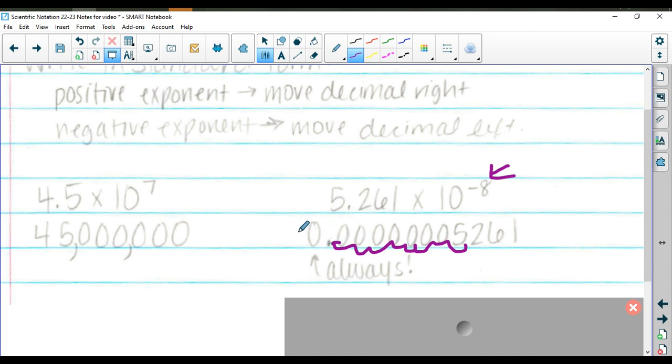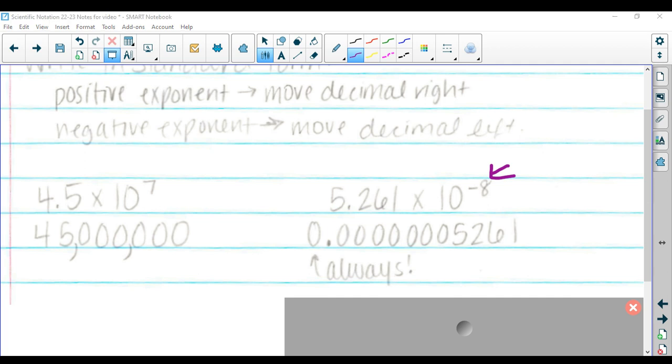So I'm going to put my decimal point, and because it's less than 1, I am going to put a 0 out front just to let somebody know, hey, there's a decimal point coming. Always put that one. So you have here 0.00000000 5261. So clearly a number that is drastically less than 1.